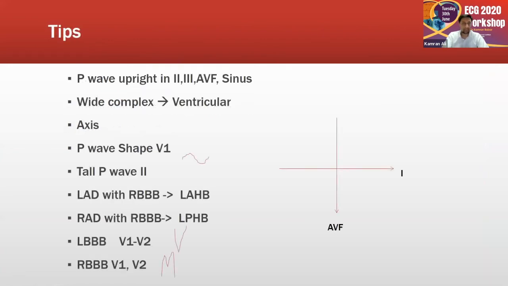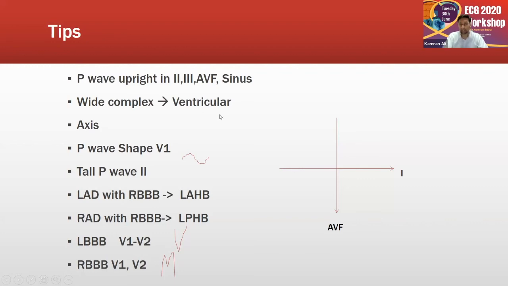So the tips, I'm going to go over, as we went in the first one, as a recap. Look at the P waves. They should be upright in 2, 3, and aVF. Whenever you see that, you call sinus. So you'd at least tell what the atria is contributing in the electrical segment. Wide complex versus narrow complex.